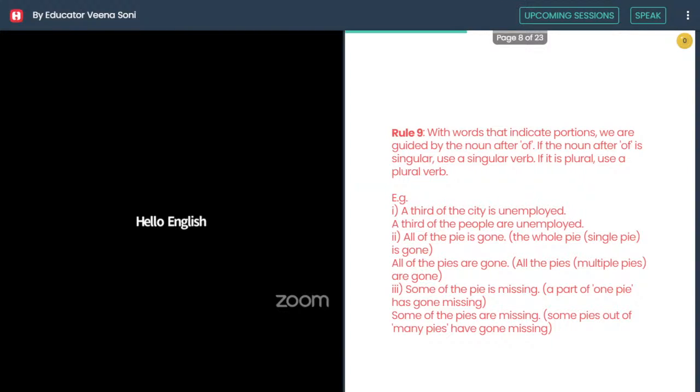So if the noun after of is singular, then use a singular verb. If it is plural, use a plural verb. The only learning here is that because we are using portions, you have to use of, and then after of follows the subject, which is a noun. This particular noun is singular or plural, and accordingly you place your verb. Let's understand it with the help of a sentence.